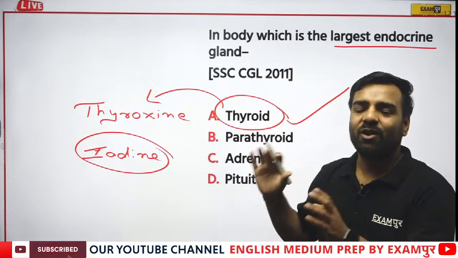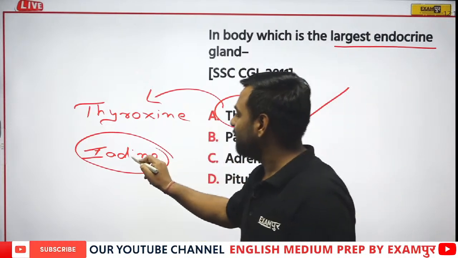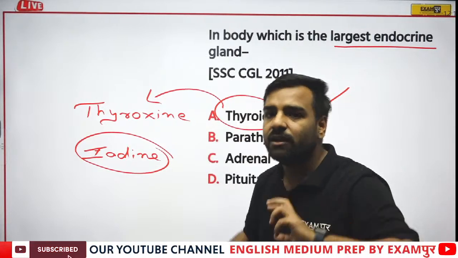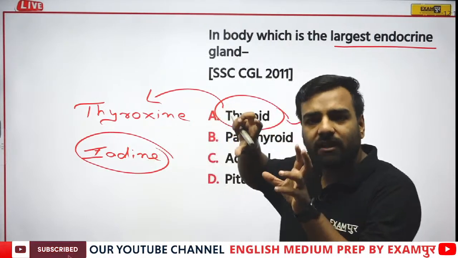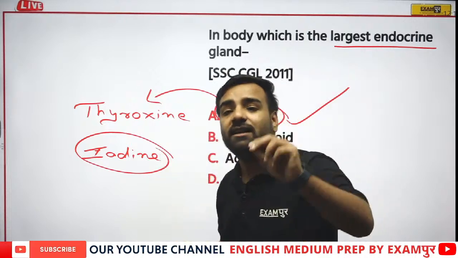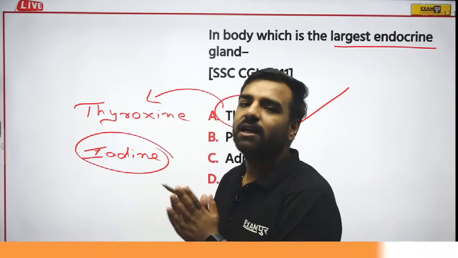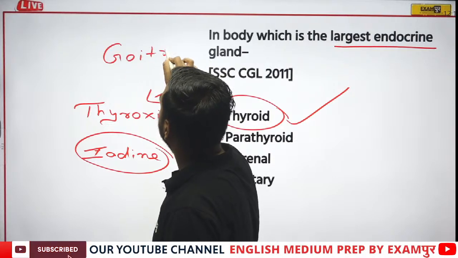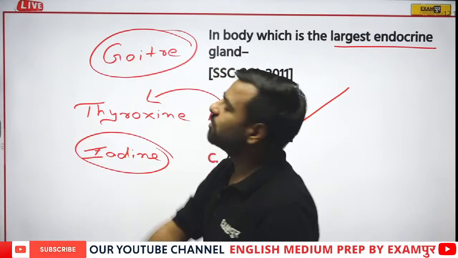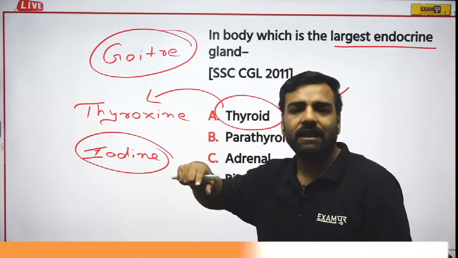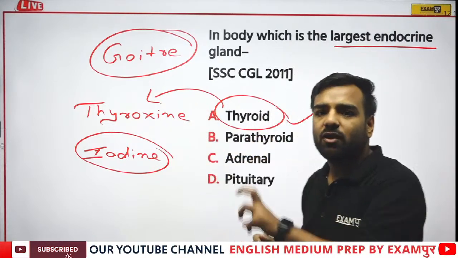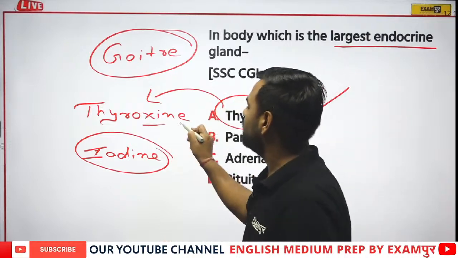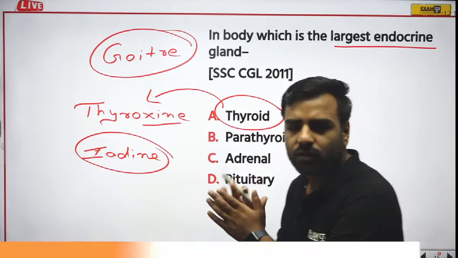So what I was telling, this iodine is actually helpful in its secretion. If there would be lack of iodine, then there would be an issue. We call that issue goiter. In Hindi, we actually call it ghenga. In English, we call it goiter. It is because of the lack of iodine. Fine. So yes, we were talking about thyroxine. It is because of the presence of iodine.